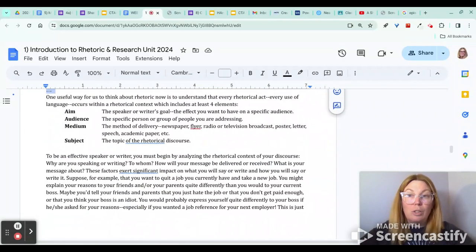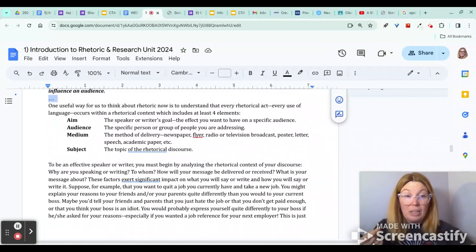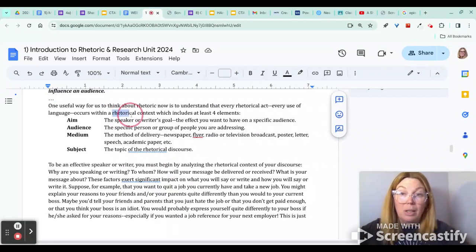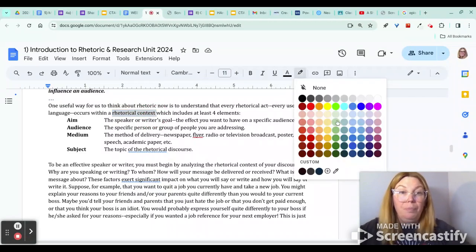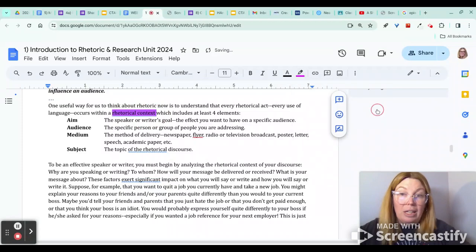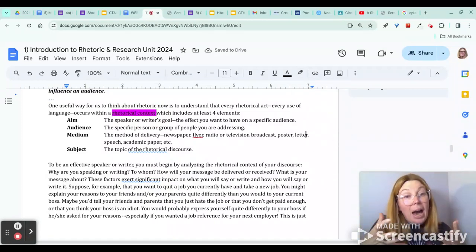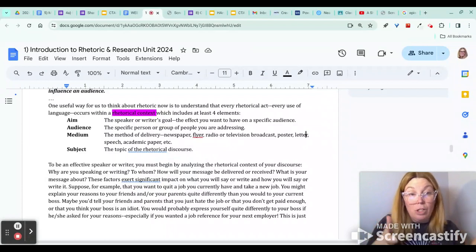So she goes on to explain some more specific terms, and these are things that we're going to use in our class too. One useful way for us to think about rhetoric now is to understand that every rhetorical act, meaning every use of language, occurs within a rhetorical context that includes 4 elements. I'm going to highlight this right here because this is what she's defining: the rhetorical context, meaning how and when language is persuasive.